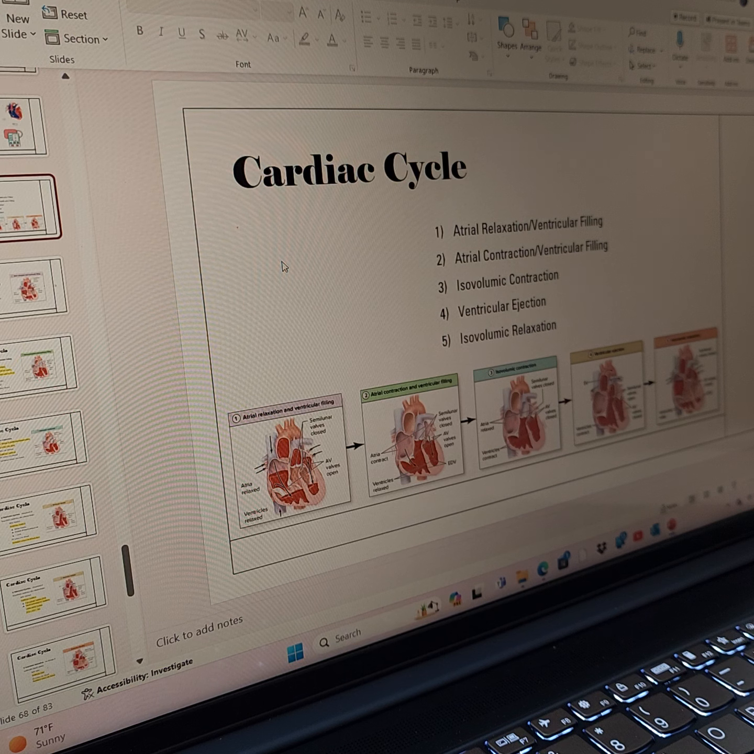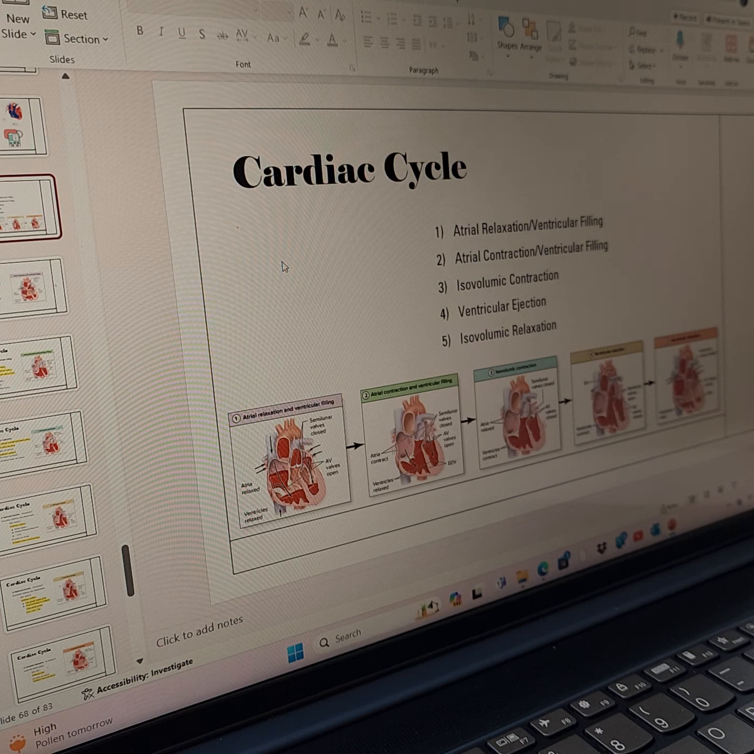This is where we're going to impress the entire cardiac cycle. So step 1, atrial relaxation or ventricular filling. So step 1, atriums relax and ventricles fill. Step 2, atrial contraction and ventricles continue to fill, at which point both ventricles will reach their maximum filling capacity.